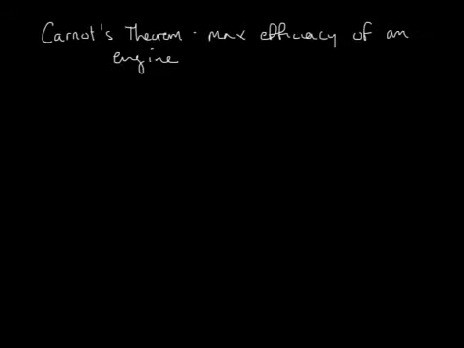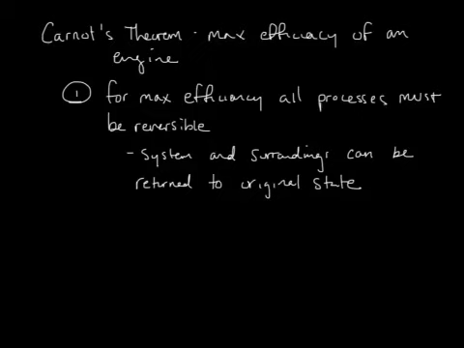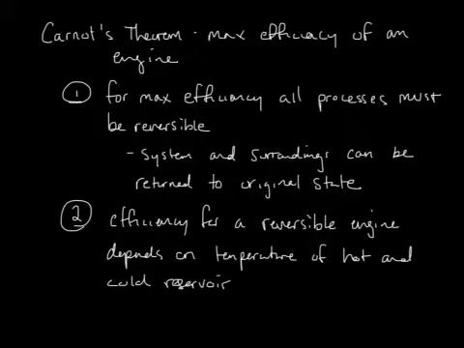Alright, so a guy named Carnot, the T is silent, started studying what would cause the maximum efficiency of an engine. And so he came up with Carnot's theorem, which has a couple basic parts. The first part of Carnot's theorem says that for a maximum efficiency engine, all the processes that the engine completes must be reversible. And to be reversible means that both the system and the surroundings can be returned to their original state. And the second part of his theorem says that the efficiency of a reversible engine, of one of these max efficiency engines, simply depends on the temperature of the hot and the cold reservoir and nothing else.